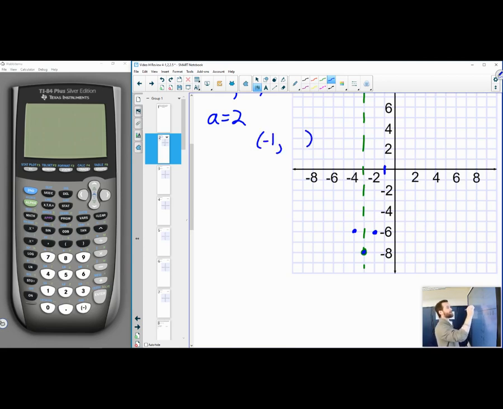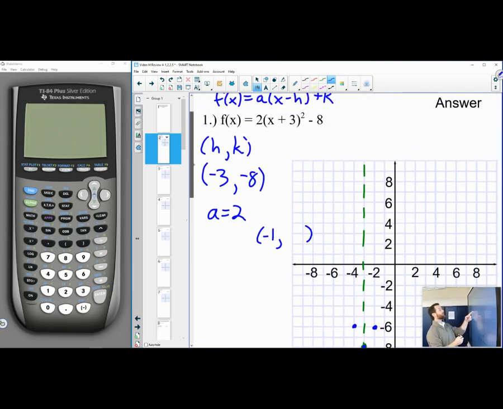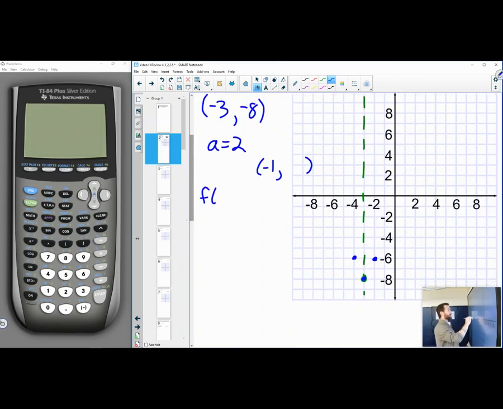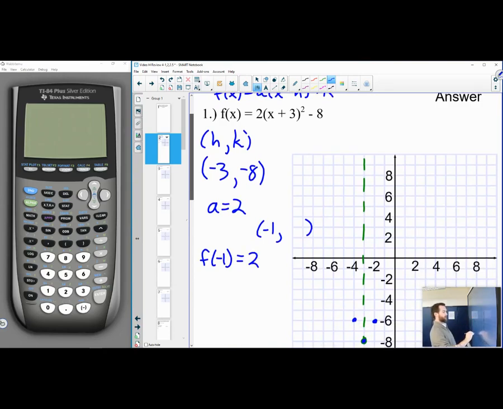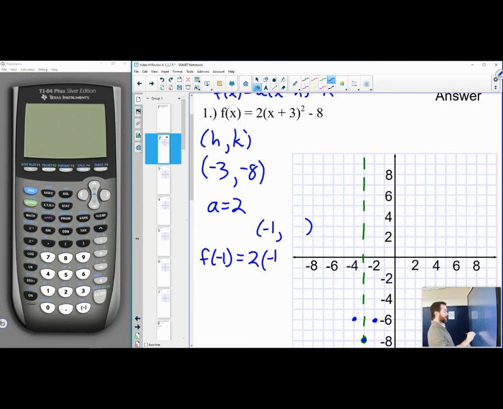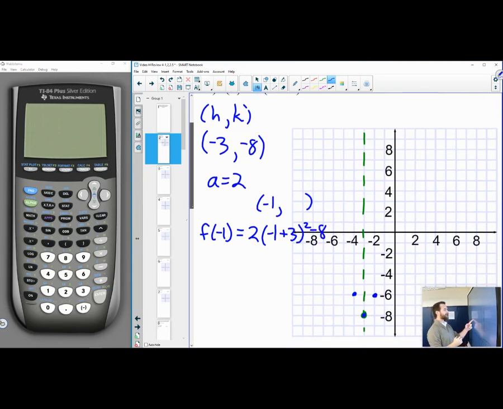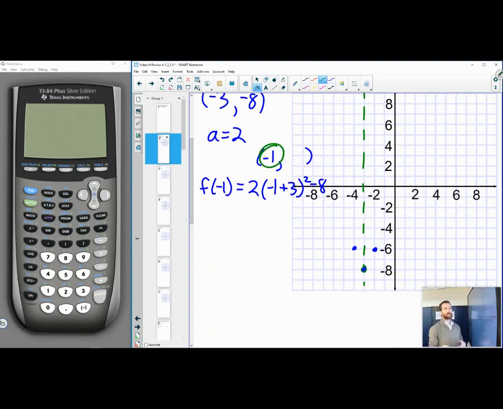And to find that something, to find whatever the y value is, we got to substitute in. We got to plug in that negative 1 into our vertex form. So it becomes f of negative 1 equals 2 times, instead of x, we write negative 1, substituting that in, plus 3 squared minus 8. Now, I want to emphasize, we could have picked any x value we want. The reason I like to pick numbers that are close to the vertex, though, is because the farther away we get from the vertex, the more likely we are to get a y value that's way off of our graph, either way too high or way too low.